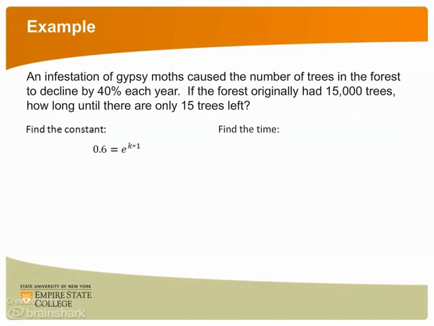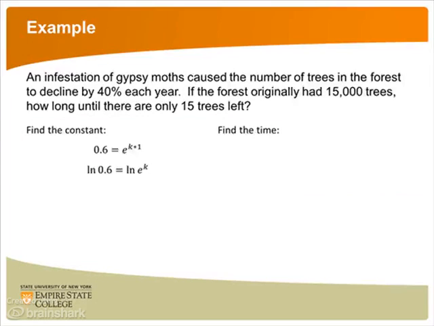Because 40% of the trees die, 60% of the population remains. This 60% represents the ratio of the ending population to the initial population after 1 year. In other words, the 60% is the result when performing the first step in solving for the constant k, a division. We are left with 0.6 equals e raised to the k times 1.